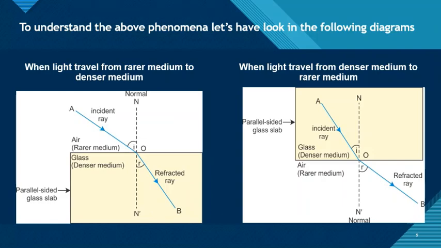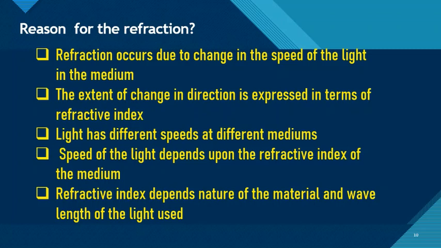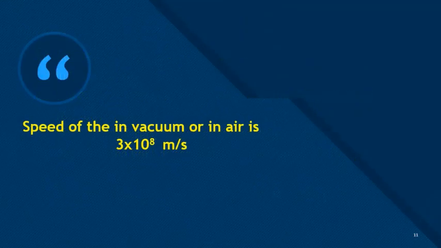Reason for refraction: refraction occurs due to the change in the speed of light in the medium. The extent of change in direction is expressed in terms of refractive index. Light has different speeds in different mediums. The speed of light depends upon the refractive index of the medium, and the refractive index depends on the nature of the material and the wavelength of the light used. The speed of light in vacuum or in air is 3 × 10⁸ meters per second.